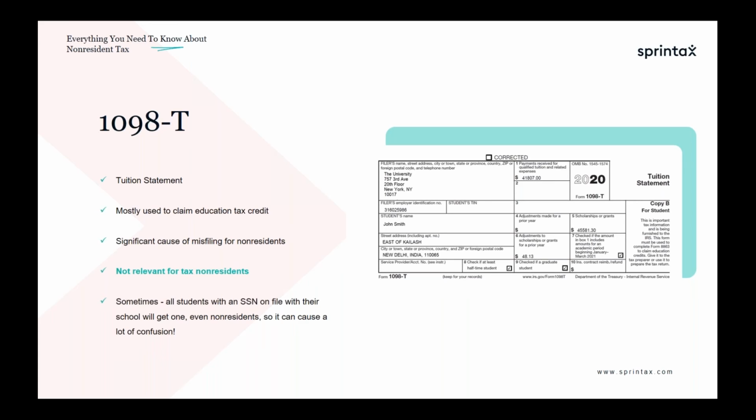So what we see there is that the non-resident has filed incorrectly as a resident and would, as a result, need to file an amended tax return. Also, they would have claimed an education tax credit that they're not entitled to, so they need to go about returning that to the IRS. So it's very important to reiterate that if you are a non-resident for tax purposes and you receive a 1098T, you won't need it on your non-resident return and you won't need it on Sprintax, as it's not relevant for tax non-residents.